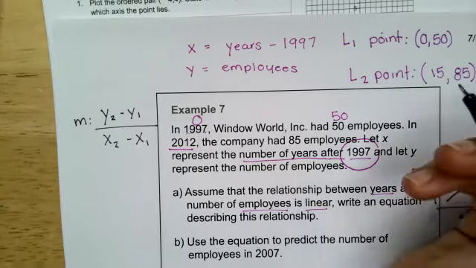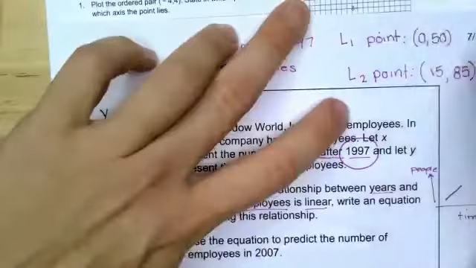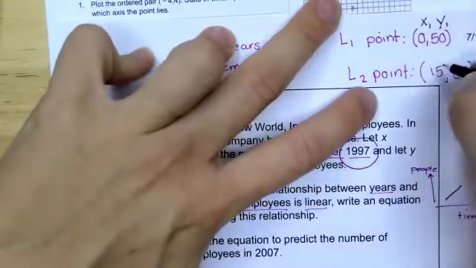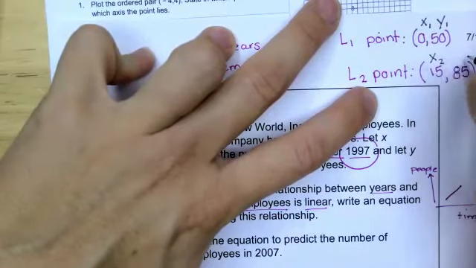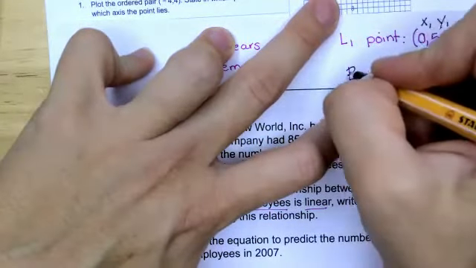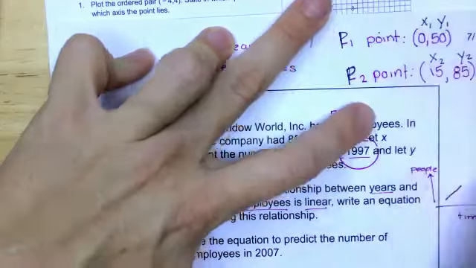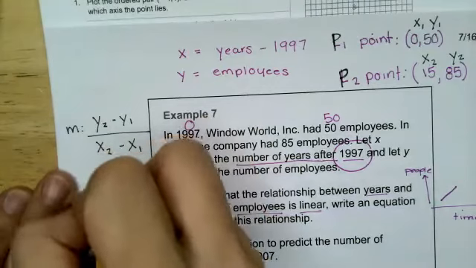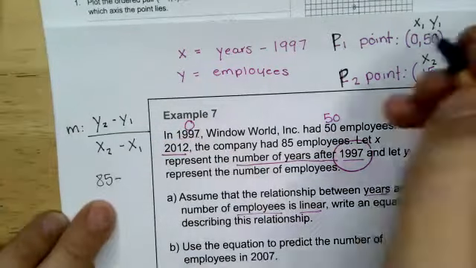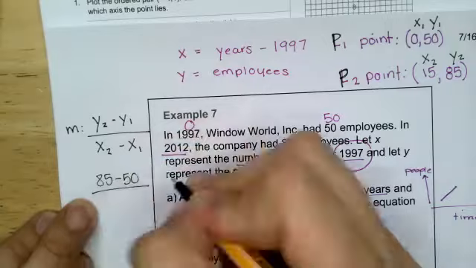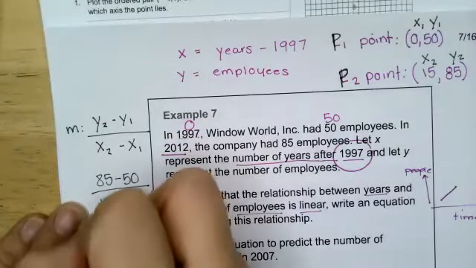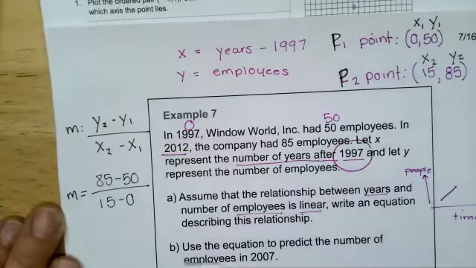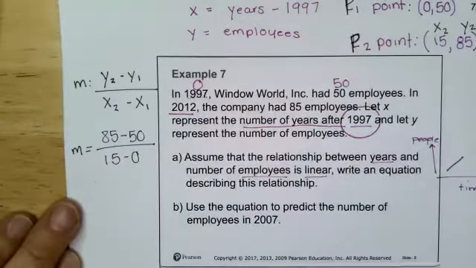Okay. So since this is point 1, x1, y1, and point 2, x2, y2. I guess it's not line 2 because they're both on the same line, so we'll call them point 1 and point 2. I apologize. So we're going to say y2 is 85 minus y1 is 50, x2 is 15, x1 is 0. Good. So my slope is 85 minus 50 over 15 minus 0.